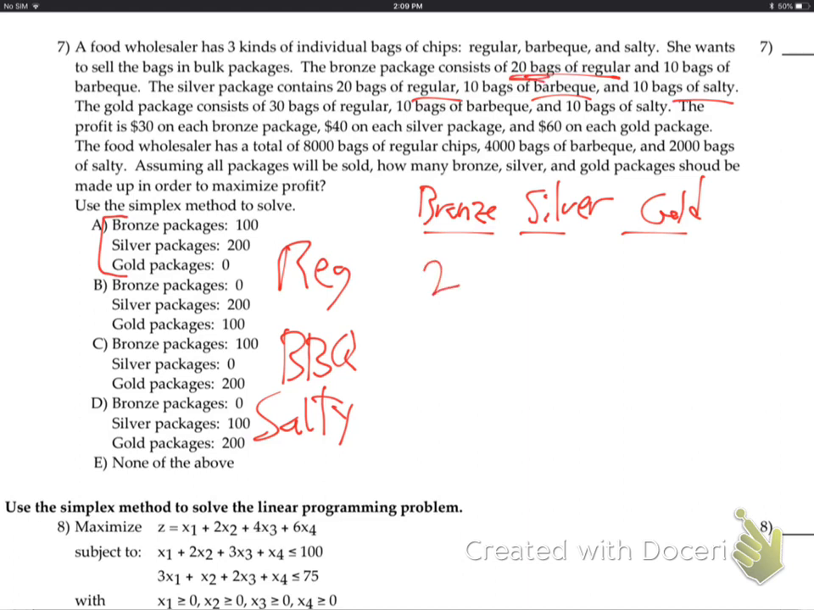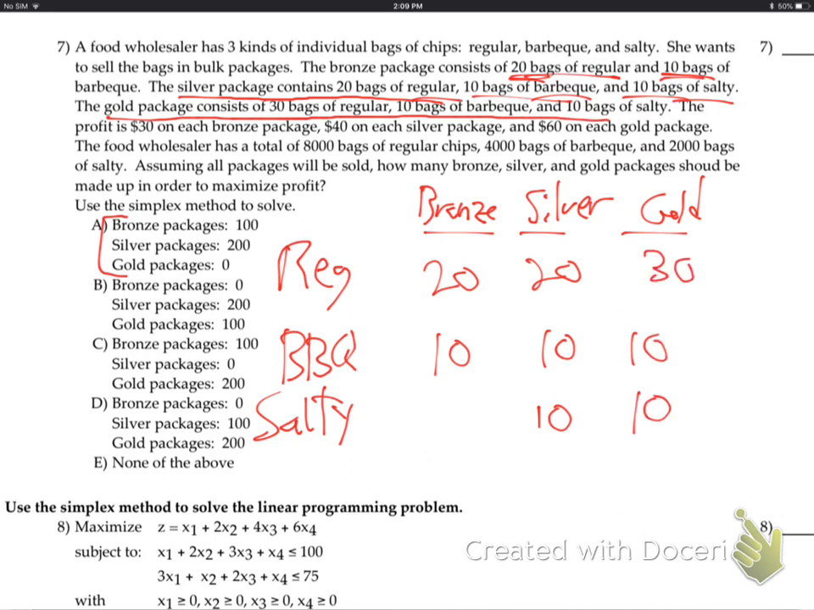Bronze is 20 bags of regular, 10 bags of barbecue, and that's all. There's no salty, I guess. Silver, 20 regular, 10 barbecue, 10 salty. And gold is 30, 10, 10. Good. This must be 0 here. The profit, $30 on bronze, $40 on silver, $60 on gold. That's going to be what you're trying to maximize, right?